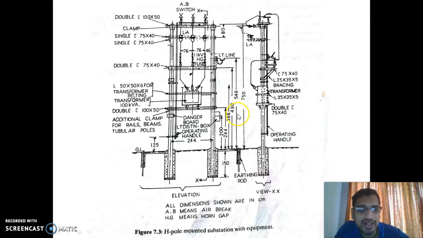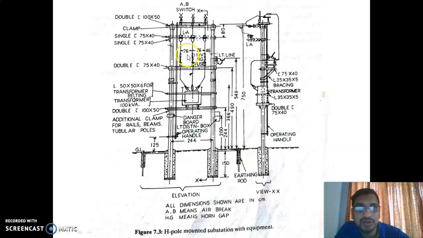For design consideration, the distances and these numerical values are very important. All are in centimeters. 750 centimeters is the height of the pole from the ground level. The distance between the air brake switch and the lightning arrestor is 80 centimeters. That means the lightning arrestor is placed at 750 minus 80 from the ground level.